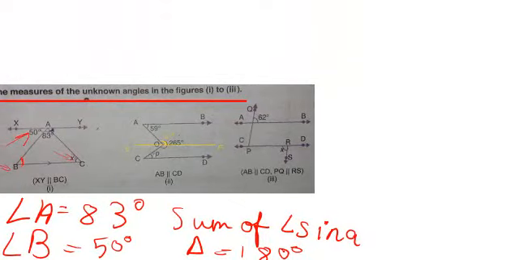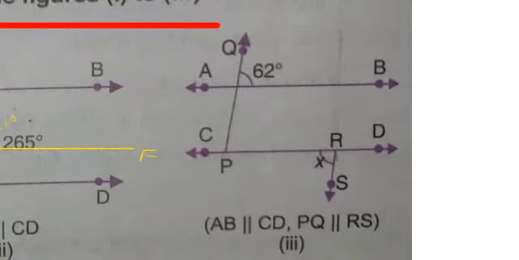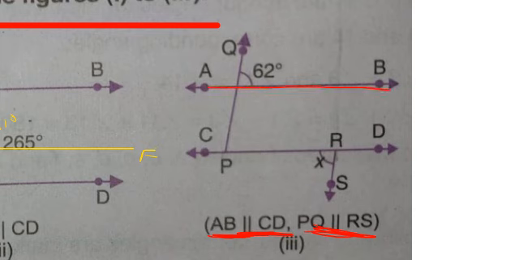Then the last one is the third part, and it's very easy. You can see again AB is parallel to CD and PQ is parallel to RS. So this AB is parallel to this CD and this PQ is parallel to this RS, okay, and this angle is 62 degrees, this one is X. So we have to find X. Clearly you can see this angle QOB, or whatever you want to say. So this 62 degrees is directly the corresponding angle to this X.